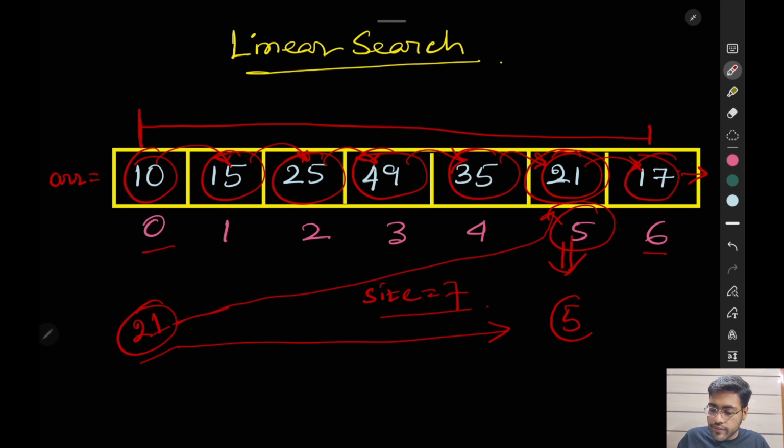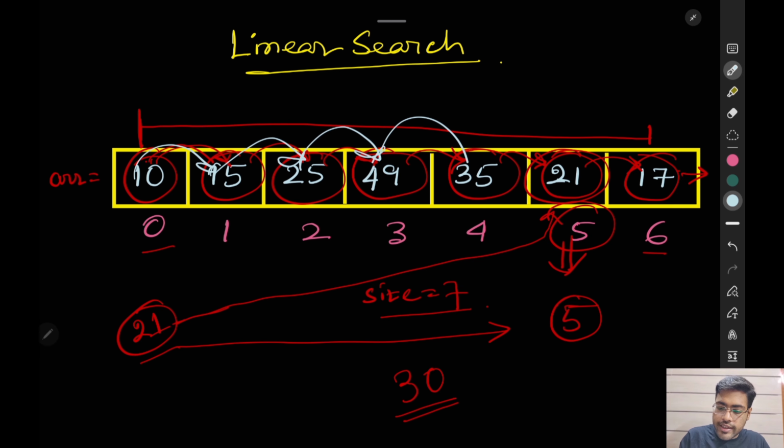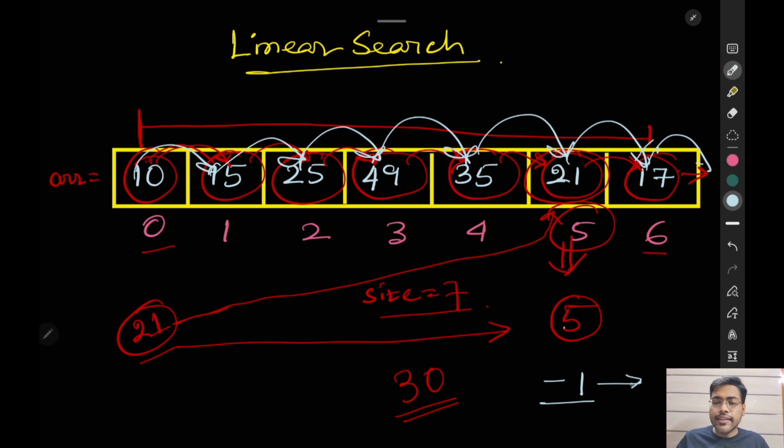I will return 5. But if I want to search something like 30, at that time also I will start from the beginning and do checking like 10, 15, then 25, then 49, then 35, then 21, then 17 and then end. So here you can see that I haven't got that value, right? Because it is not present in this array. So at that time I will return -1 for indicating that the value is not present in this array.